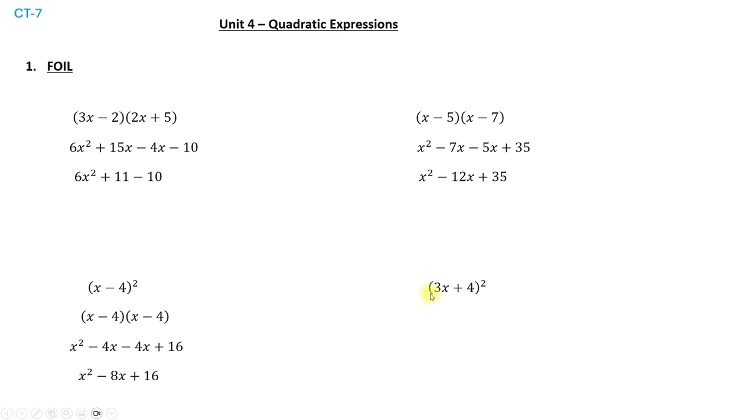Once again, we'll rewrite this as 3x plus 4 times 3x plus 4, and use our standard FOIL method. Collect the like terms for a final answer of 9x squared plus 24x plus 16.